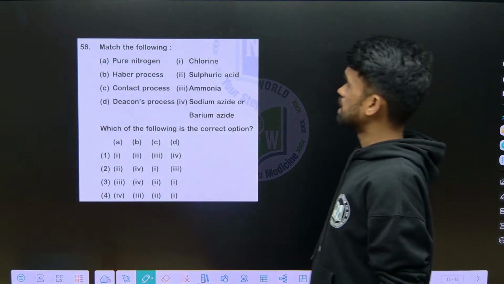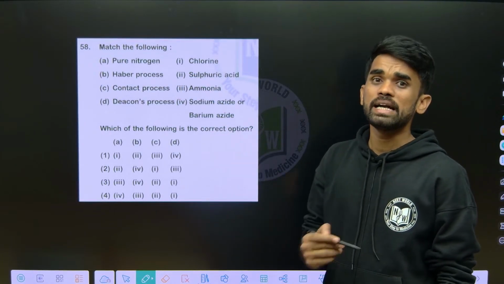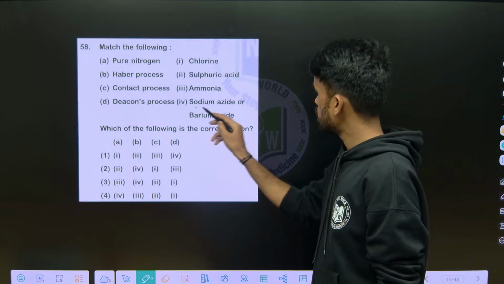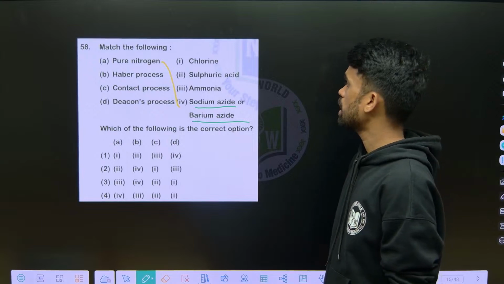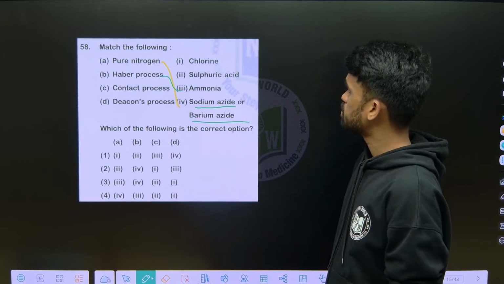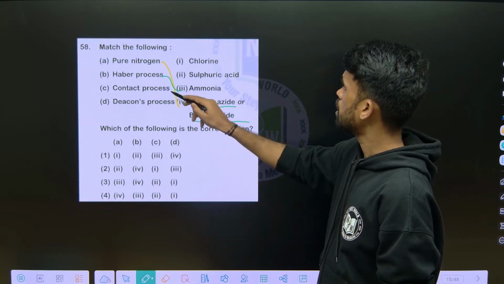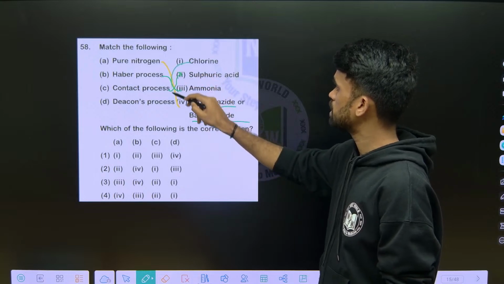Next, yes, this is also an important method. Pure nitrogen comes from the metal azides, like sodium azide and barium azide. Haber's process is for synthesis of ammonia. Contact process is for preparation of sulfuric acid. Deacon's method is for chlorine.